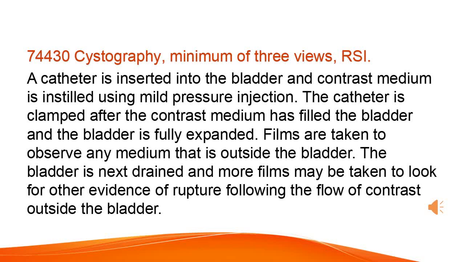Cystography, minimum of 3 views, RSI. A catheter is inserted into the bladder and contrast medium is instilled using mild pressure injection. The catheter is clamped after the contrast medium has filled the bladder and the bladder is fully expanded. Films are taken to observe any medium that is outside the bladder. The bladder is next drained and more films may be taken to look for other evidence of rupture following the flow of contrast outside the bladder.